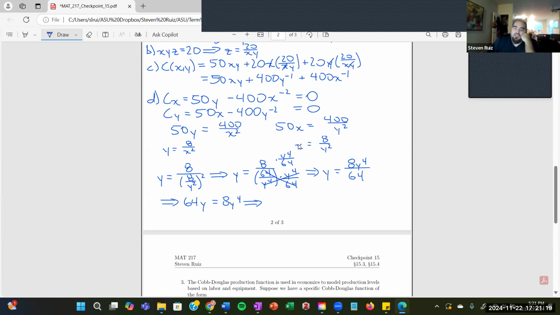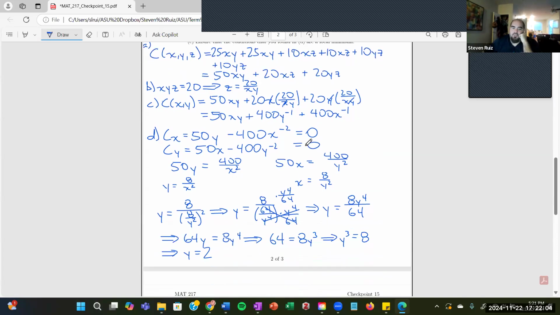There's no chance that y could equal 0, so I can divide both sides by 8y. Let's do one piece at a time. 64 equals 8y cubed. y cubed equals 8. So I think I found a good value for y. I think that y equals 2.